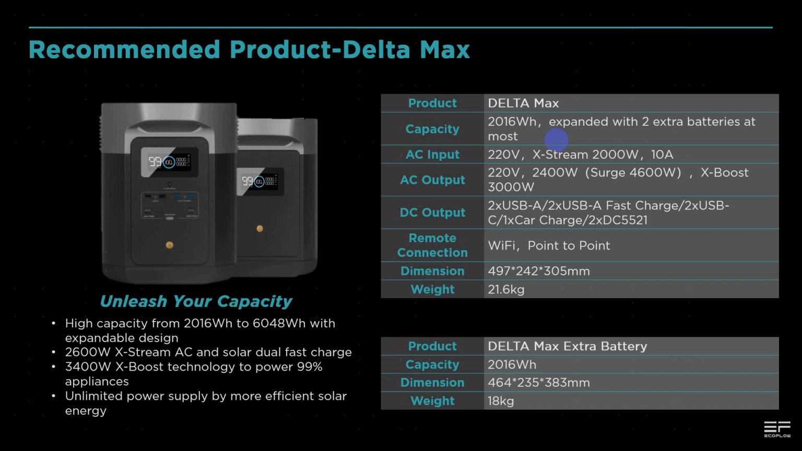The last two parameters are dimension and weight. The capacity of the Delta Max extra battery is the same, 2016 watt-hour, and because it mainly consists of the battery pack and the cover, the dimension is smaller and the weight is lighter.